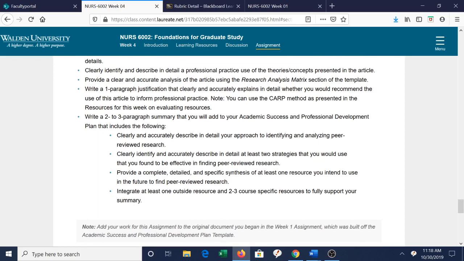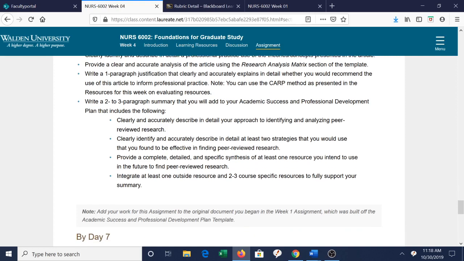Then you'll write a 2 to 3 page paragraph summary that will go at the end of your matrix table that includes in detail your approach to identifying and analyzing the peer-reviewed research. How did you find it? What did you search? How many times did you have to switch around? How many hits did you get the first time? How did you narrow down to the one you got?